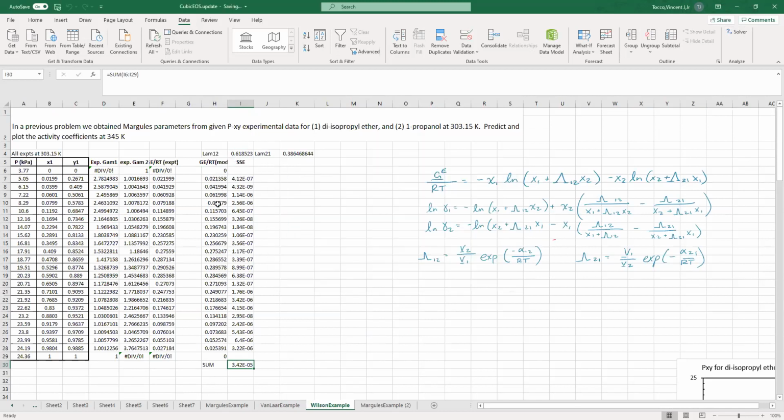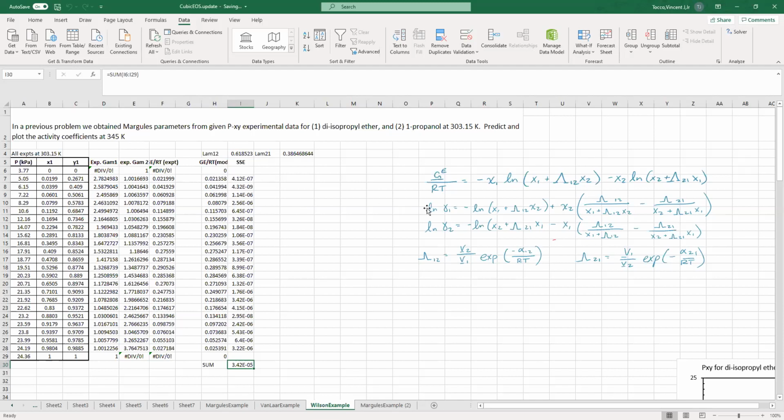And let's see. Yep, that looks like it works pretty well. So the mistake that I had was that I chose an initial guess for lambda 1,2 and lambda 2,1 that were greater than 1, and they happen to be less than 1. So now I've got good agreement between my GE over RT experiment and my GE over RT model.